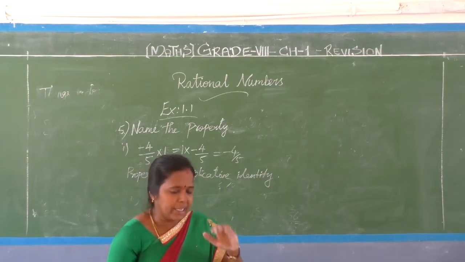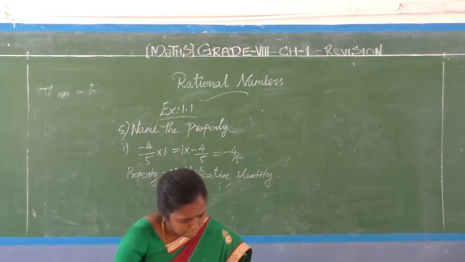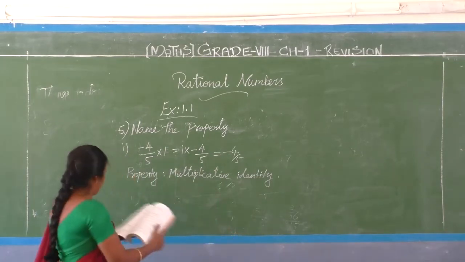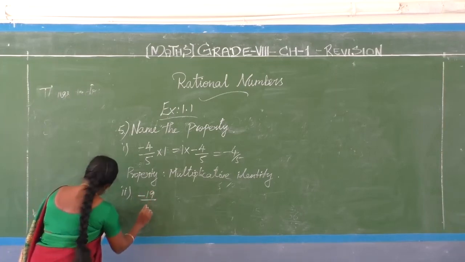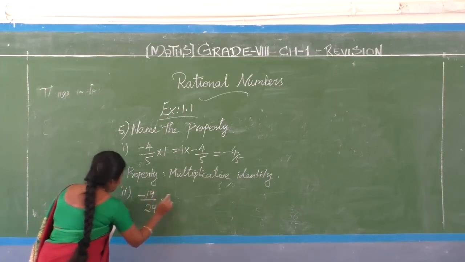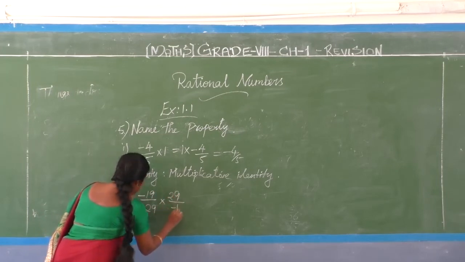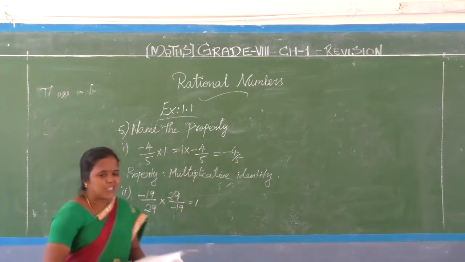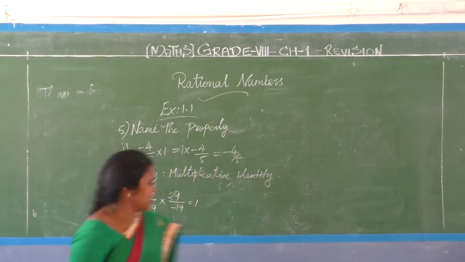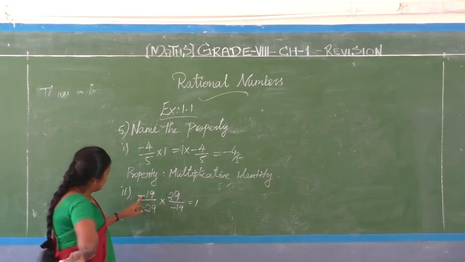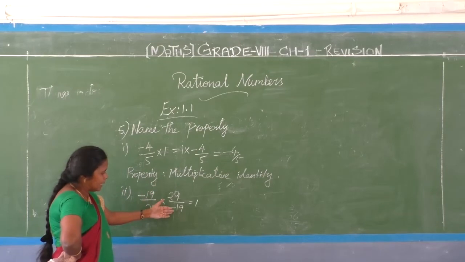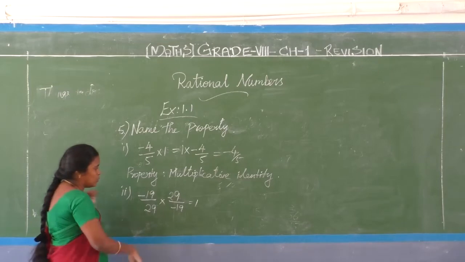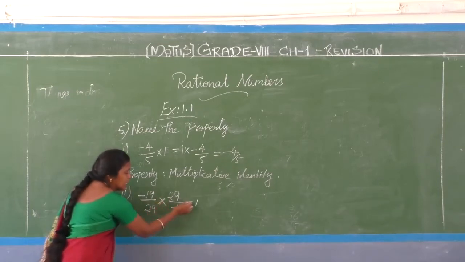You have to identify the particular property. One more question: minus 19 by 29 into 29 by minus 19 is equal to 1. Which property is suitable here under multiplication? The one rational number they have taken, minus 19 by 29, is repeated again as 29 by minus 19. The same number is repeated, but with numerator and denominator swapped. Their product is equal to 1.